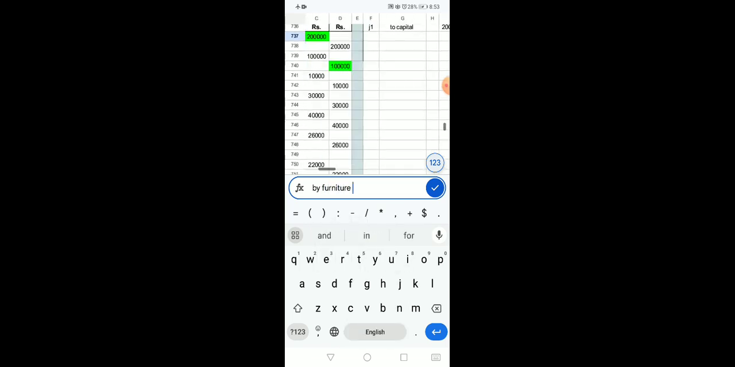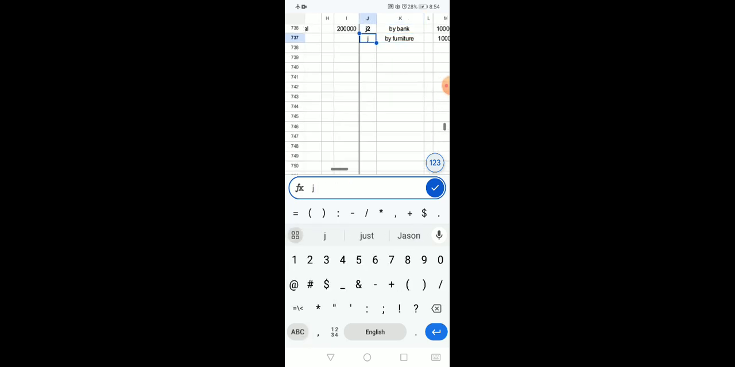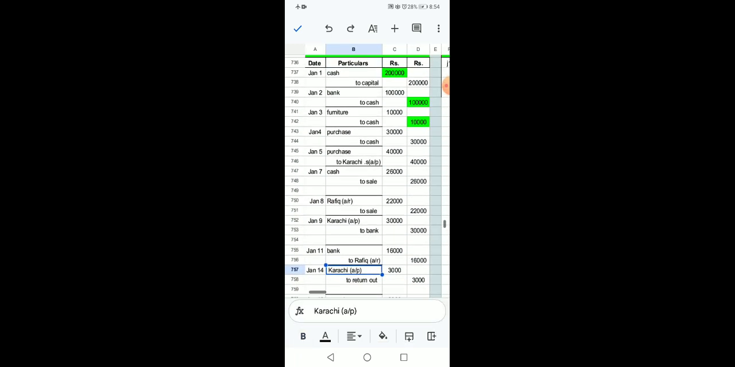In particular column, see its date which is Jan 3. So you will write J3 in date column. This way 10,000 is also completed. Mark it as done. When we complete all the ledger, you will see that each and every amount on both sides will be marked, signaled green. So this way we will have complete satisfaction that all entries are posted well.